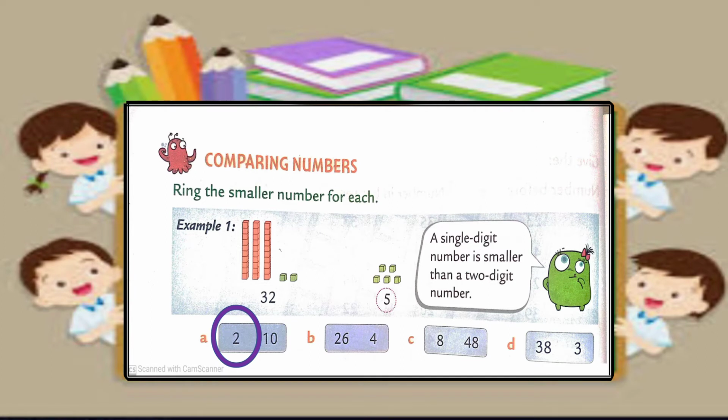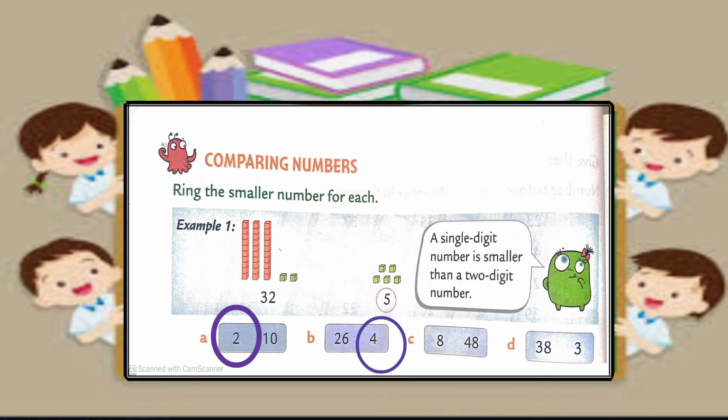Then number B. There is 26 and 4. We have two numbers here. 26 and 4. Observe it and tell me which is the smaller. Is it 26 or 4? Yes, 4 is the smaller number, so we have to make a circle around it.